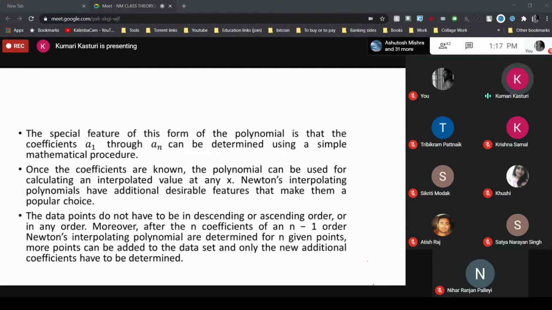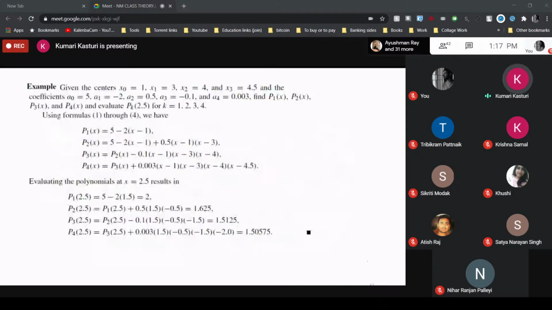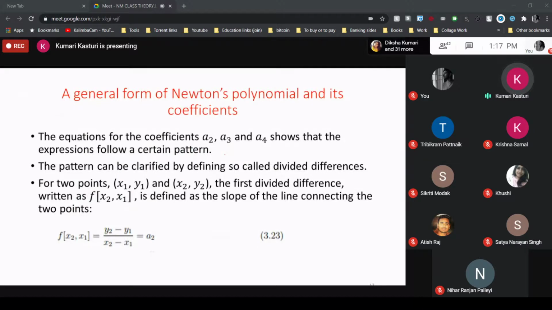In the class we discussed 2 types of question. In one example we solved, the coefficients a0, a1, a2, a3 are given to you, and you find the polynomial by putting those values into the general form. This is one type of question that may be asked in the Newton's polynomial. The second method is for when the coefficients are not given to you; then there is a method called divided difference, which you have to use.